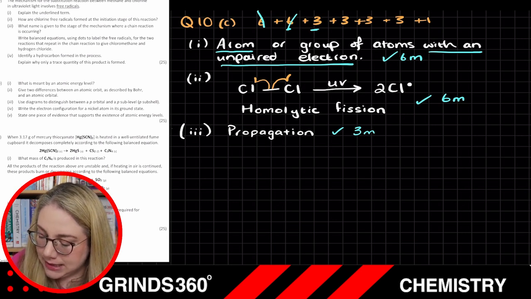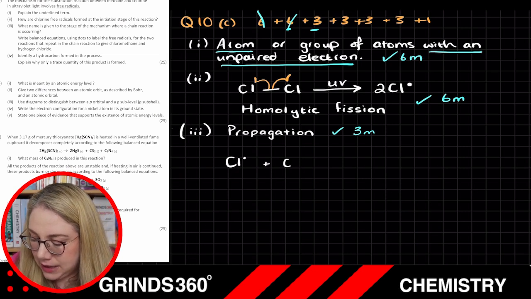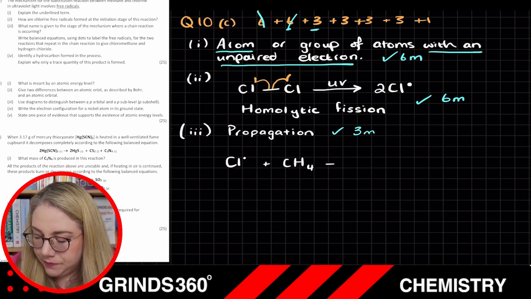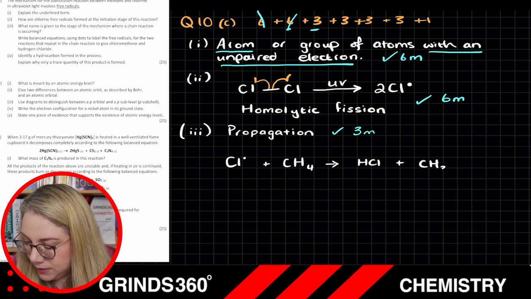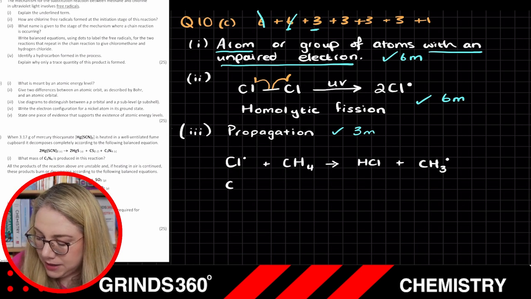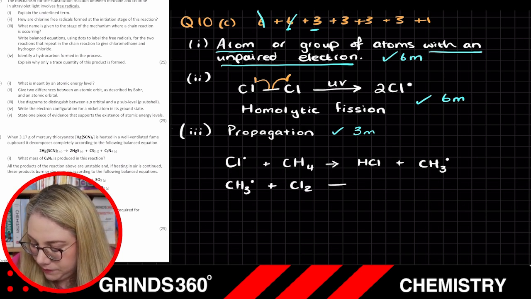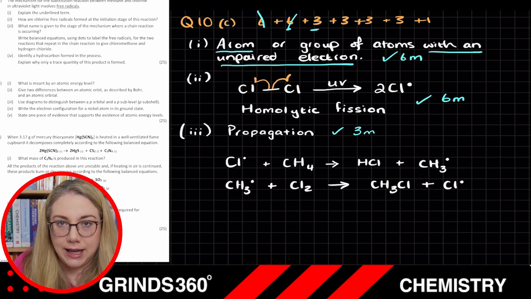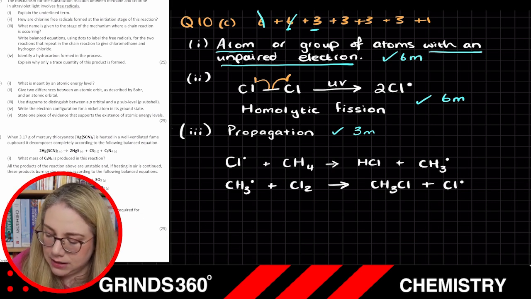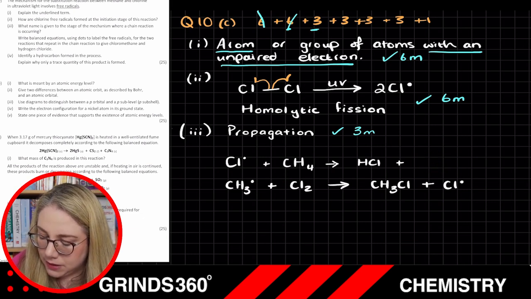So the first one is where you take a chlorine free radical from step 1, and that reacts with a methane molecule. Now, when those two react, you're going to form hydrogen chloride plus a methyl free radical. Then your methyl free radical reacts with chlorine, the molecule, to form chloromethane, and you regenerate your chlorine free radical like that.